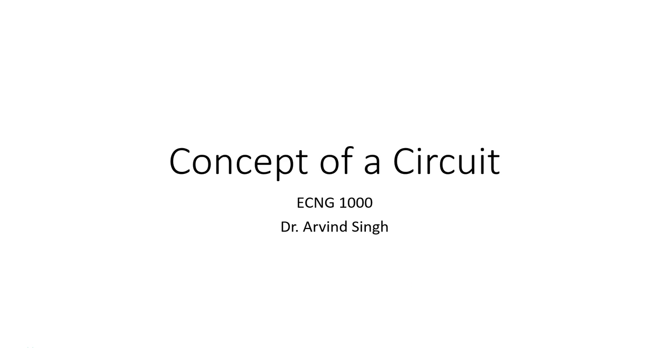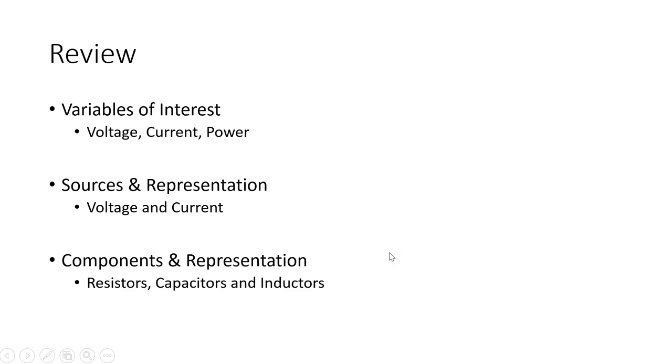Hi everyone, so today we're going to look at the concept of a circuit. Now you should have already gone through chapter 1 in the textbook as well as the first set of slides, which covers things that you should already know from high school, like voltage, current and power, what they are, how we derive them, how we represent them in a circuit, voltage sources, current sources, and the basic components and their representations, that is resistors, capacitors and inductors.